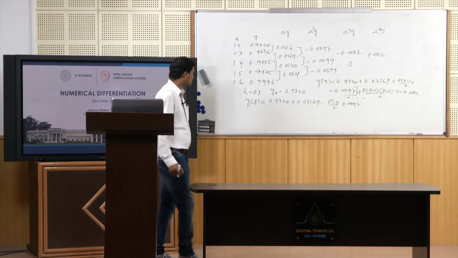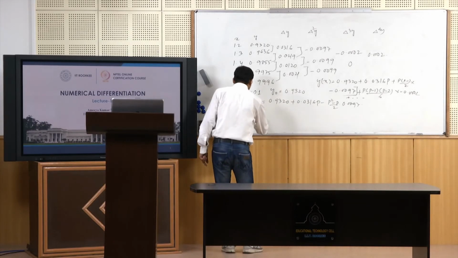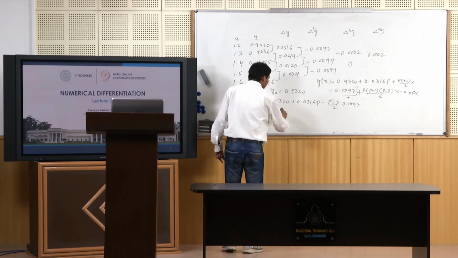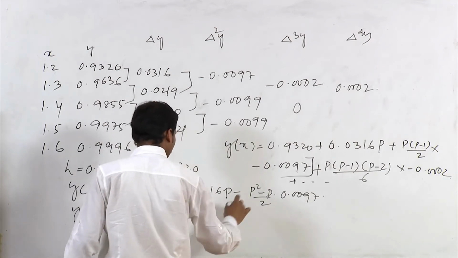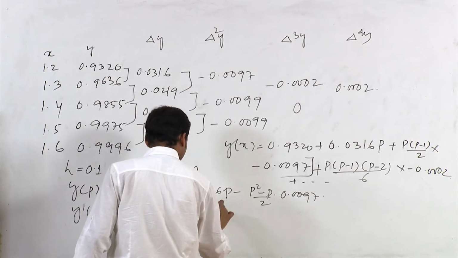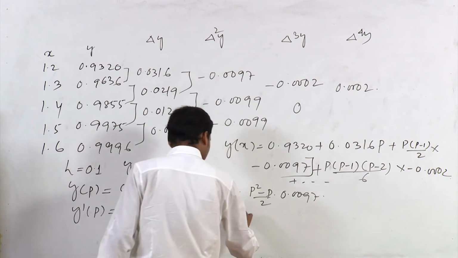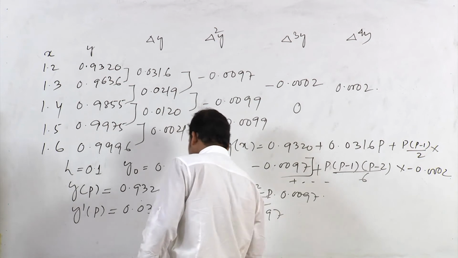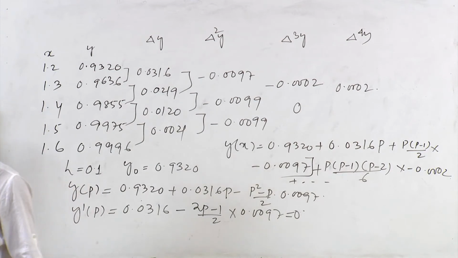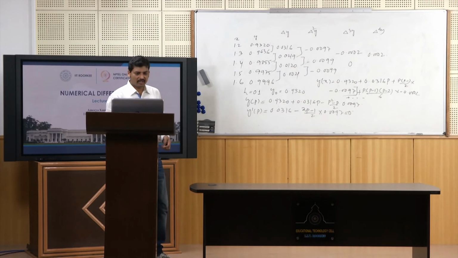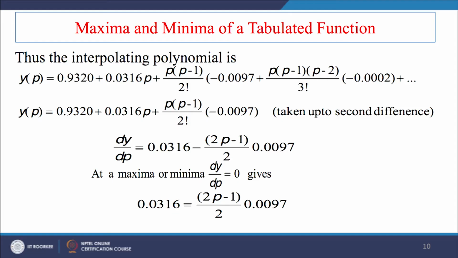And if we want to first find the first order differences here, so y dash p can be written as 0.0316 minus, so this will be giving you (2p minus 1)/2 into 0.0097, and this equals 0 here. If this equates to 0 for maxima and minima of this point, then we can obtain this as 0.0316 equals (2p minus 1)/2 into 0.0097 here.